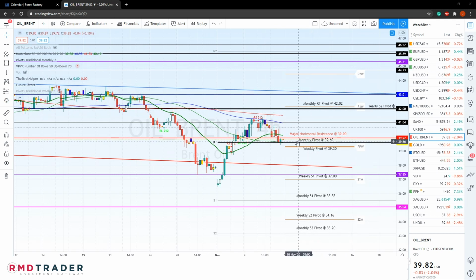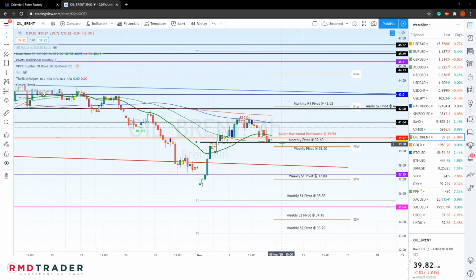If price breaks below this area of support, which is the area between our weekly pivot and monthly pivot at 39.50 to 39.60, that could mean price will continue to move lower into the area of support, which could perhaps be anything from 38 to this area at 37, which is the weekly S1 pivot. There are some additional areas of support, but just keep an eye on price action, especially in this area between the two pivots at the weekly and monthly.